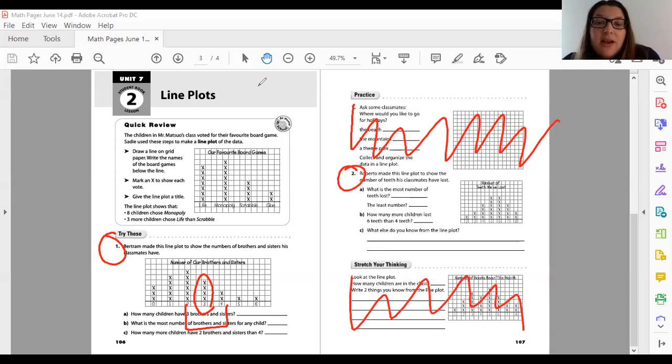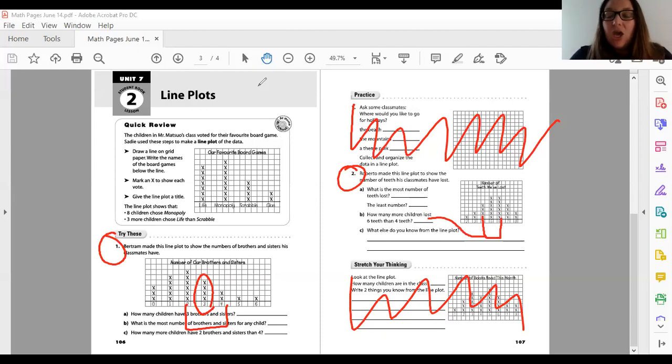And then you're going to find out how many more children lost 6 teeth than 4 teeth. So you're going to look at 6 teeth and 4 teeth for this one, okay? And if you feel like it, you can answer C, but I'm not going to make you do that if you don't want to. But what else can you know from the line plots? You can write anything you want or you can leave it blank. That's an optional question, okay? So this one is up to you.